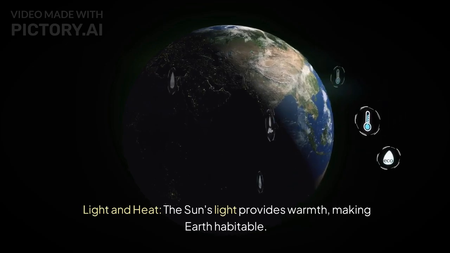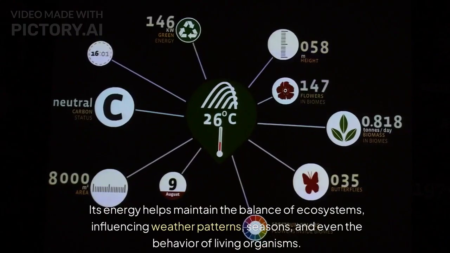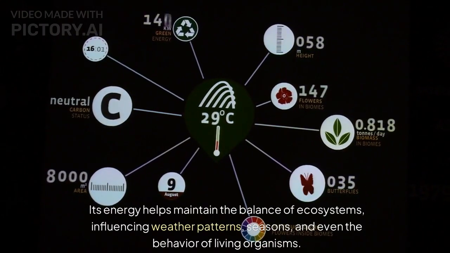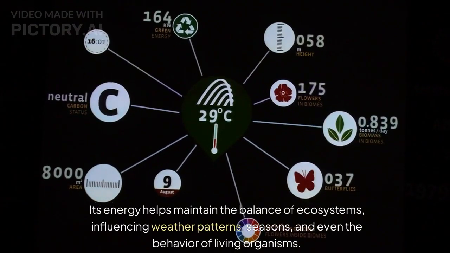Light and heat. The Sun's light provides warmth, making Earth habitable. Its energy helps maintain the balance of ecosystems, influencing weather patterns, seasons, and even the behavior of living organisms.